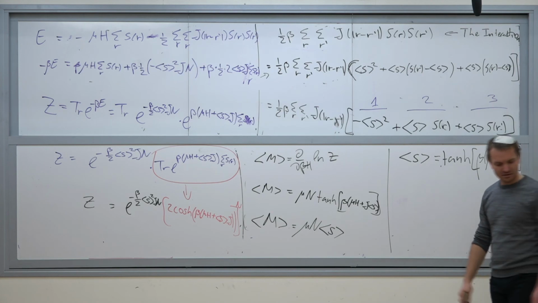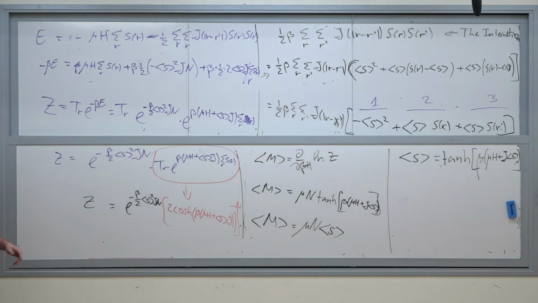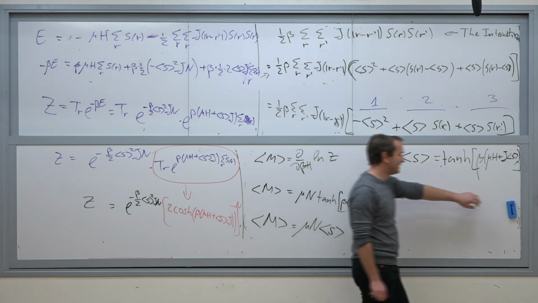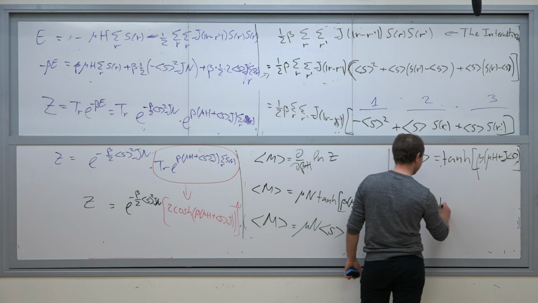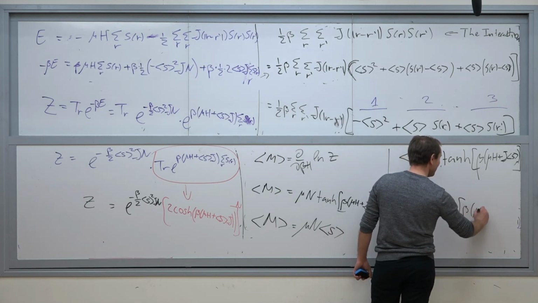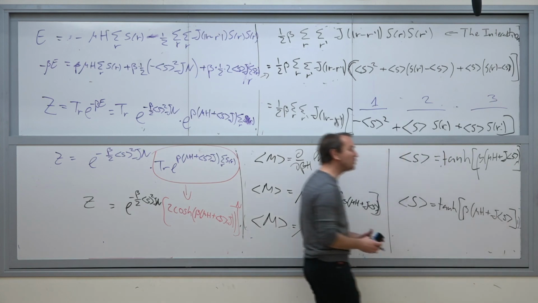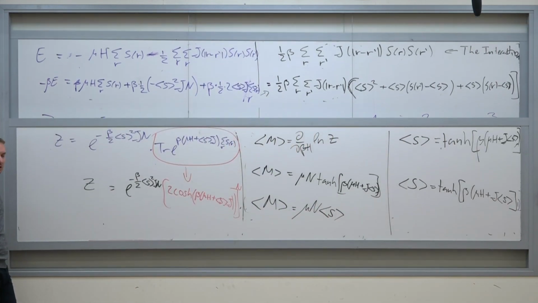This is a non-trivial equation, right? We cannot just simply solve it. But this is a solution for s. This is what is written here. Let's write it again: average s is a hyperbolic tangent of beta mu h plus J s. Now, what do we expect? What do we want to obtain? We want to obtain a spontaneous magnetization.